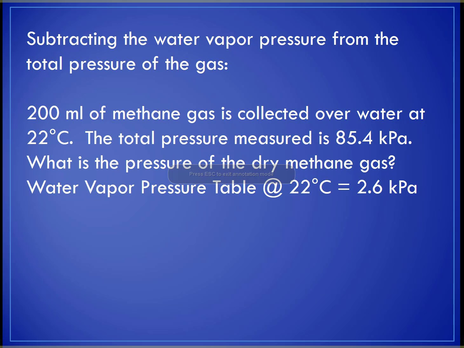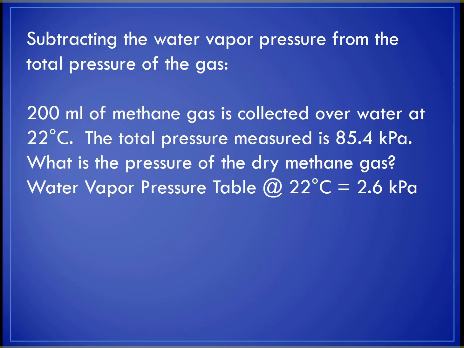So in the gas that we collect over water, that wet gas is contaminated with water. So all I need to do is look on a water vapor pressure table and look up, using the temperature of the gas or of the water, they should be the same because they're touching each other. So we can look up that partial pressure of the water vapor.